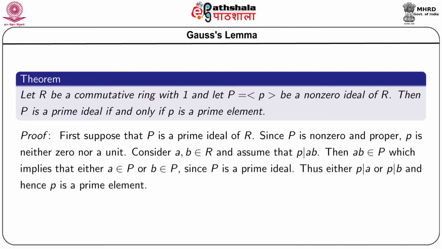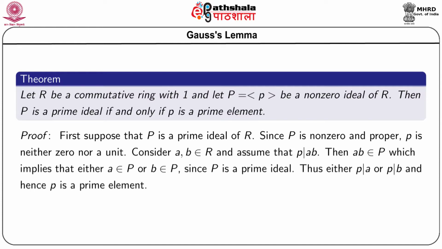To check that this generator P is a prime element, consider two elements A and B from R and suppose that P divides AB. Then the product AB belongs to the ideal (P), which implies that either A belongs to (P) or B belongs to (P), since (P) is a prime ideal. And since the ideal (P) is generated by P, it follows that A is a multiple of P or B is a multiple of P, that is P divides A or P divides B. Thus, it follows that the generator P is a prime element.